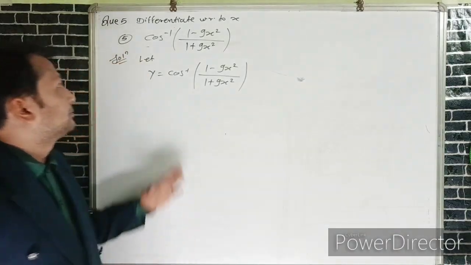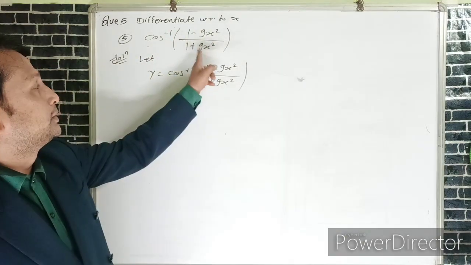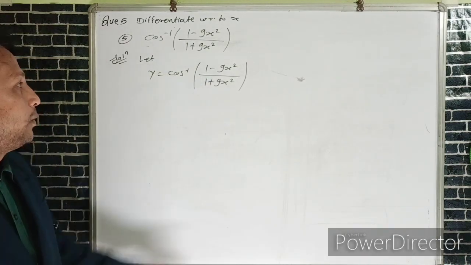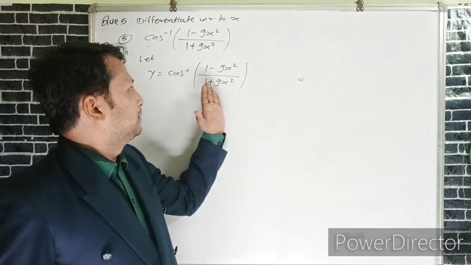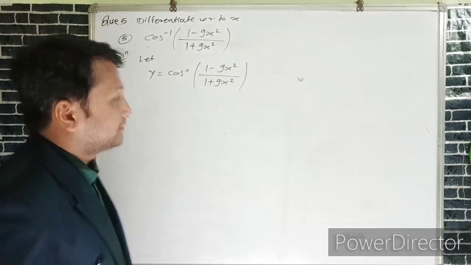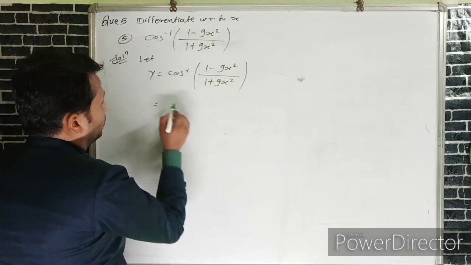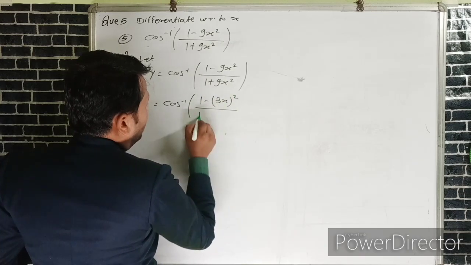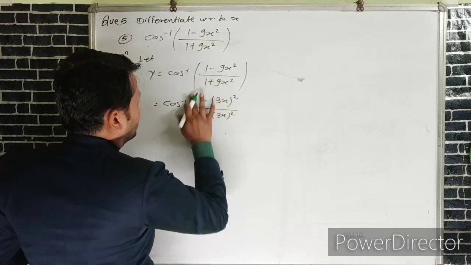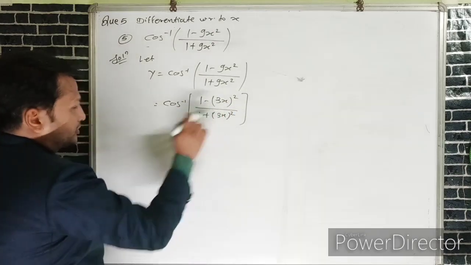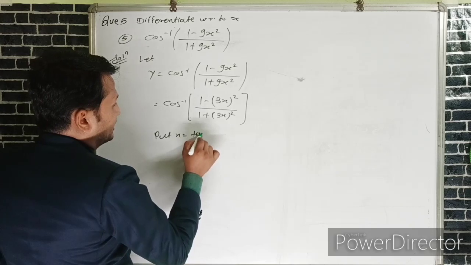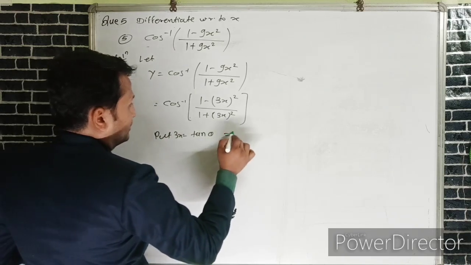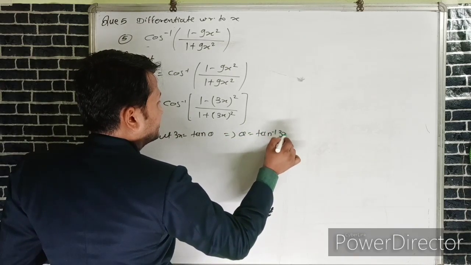Next one, which is example number 5, is cos inverse of 1 minus 9x square upon 1 plus 9x square. First, let us consider that y is equal to cos inverse of 1 minus 9x square upon 1 plus 9x square. After that we can also write it as y is equal to cos inverse of 1 minus 3x whole square upon 1 plus 3x whole square. Now here, if we substitute 3x is equal to tan theta, then we can write theta is equal to tan inverse of 3x.